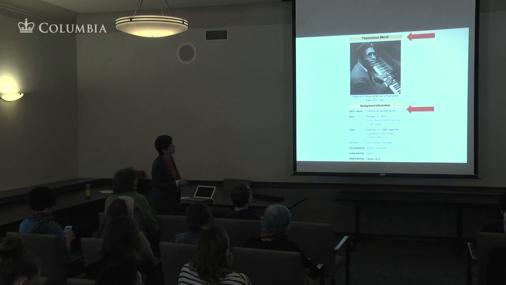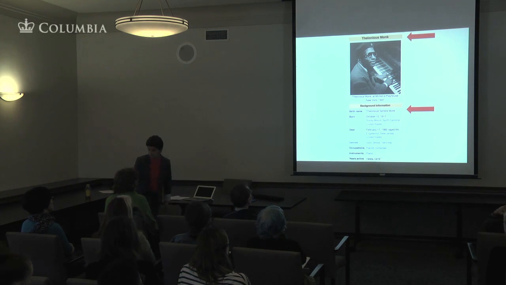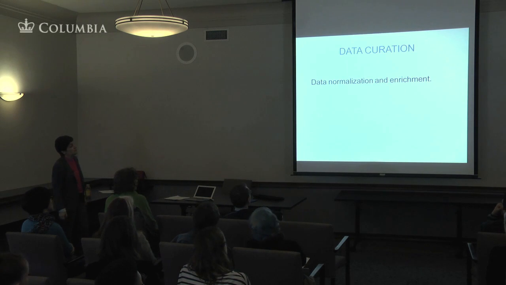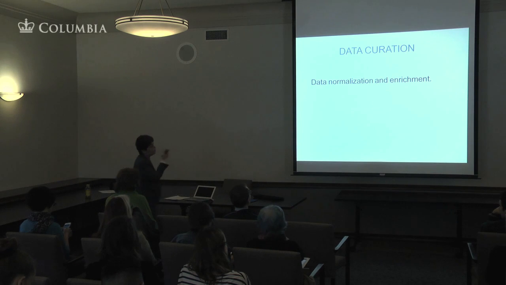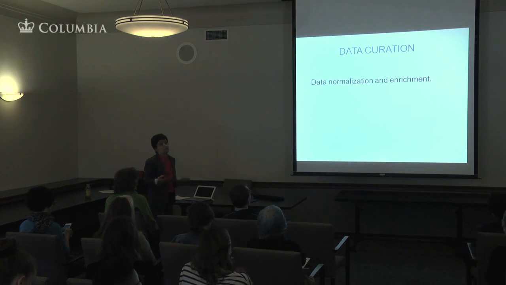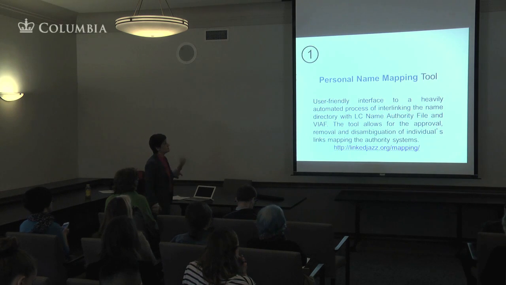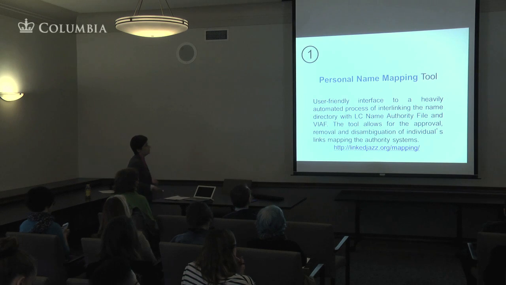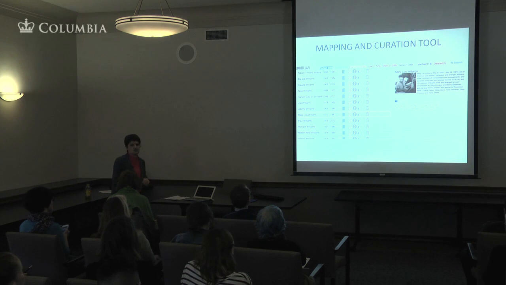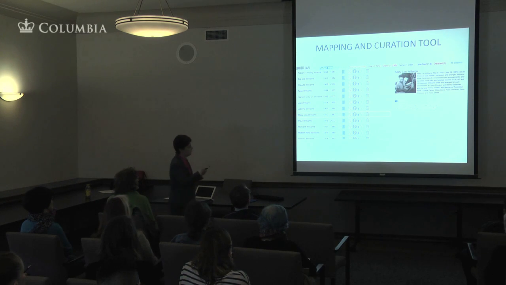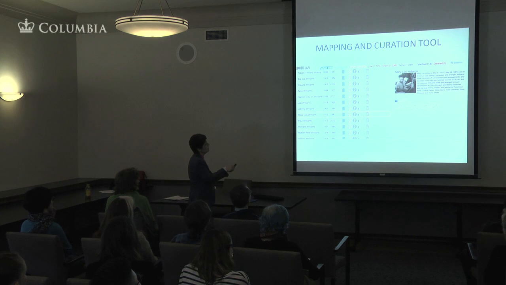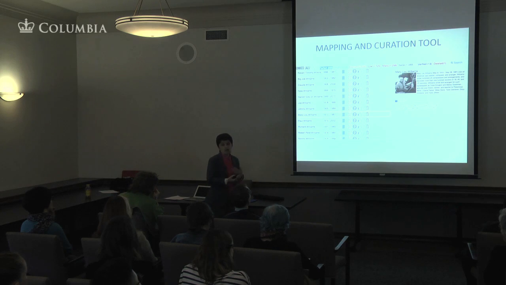So what is here is kind of not high quality data. So the next step was to have a way to normalize our data and enrich them with the variants. And so we built a personal name mapping tool, and here we see the interface to a heavily automated process where on this side, we have our directory, and then we have the possibility to map against Library of Congress, VIAF, and also Wikipedia names. This process is done automatically, and these are the results.